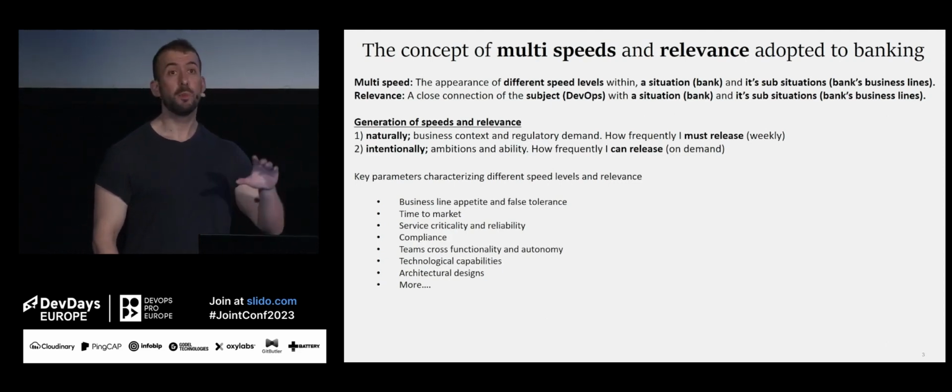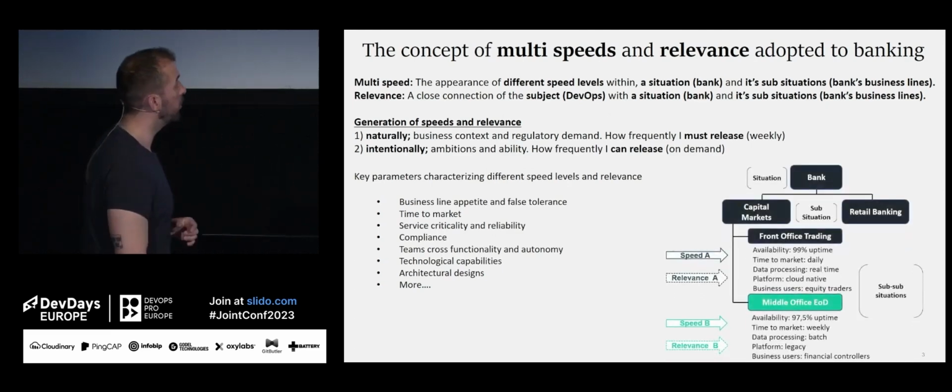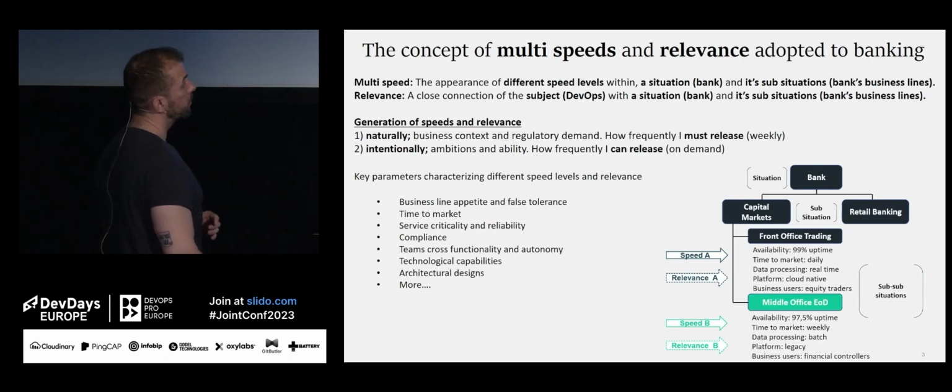I know it sounds a little bit blurry, so let me illustrate it and provide some examples to make it a little bit more vivid to you. So suppose we have a bank and it has two different business lines. It has capital markets and retail.